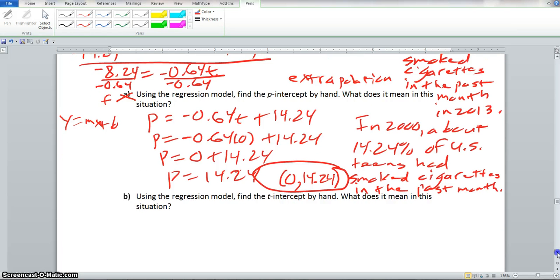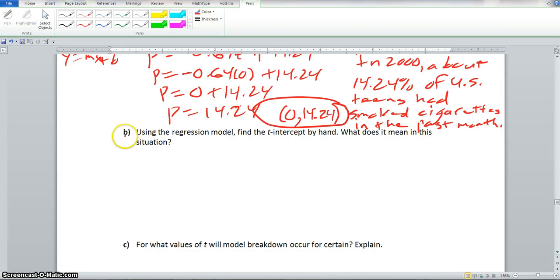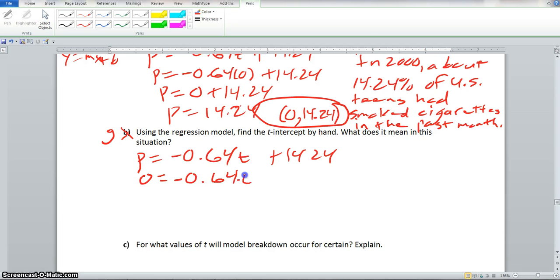Okay, now my B here is actually your G. It says, using the regression model, find the t-intercept by hand. What does it mean in this situation? Now, in this situation here, we have P is equal to negative 0.64 T plus 14.24. So this time we're going to make P 0, 0 equals negative 0.64 T plus 14.24.